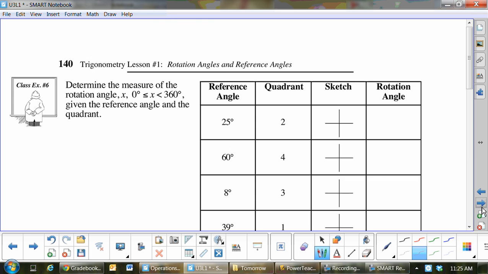Okay, so let's do this one. Here's your reference angle, 25 degrees, and they say do that in quadrant 2. They want to know what the rotation angle would be. So a 25 degree angle in quadrant 2 would look something like this, right? It's so small, but that's 25 degrees, because the reference angle is the acute angle formed from the terminal arm to the x-axis. What would be the rotation angle?